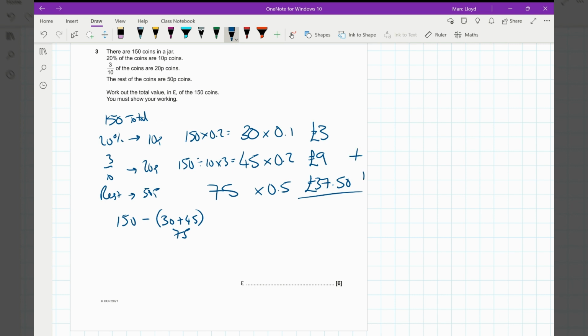And then finally, we add all of those up. I'm just going to show that I'm plussing them. Plus 3, plus 9. And we are at £49.50. Easy 6 marks.